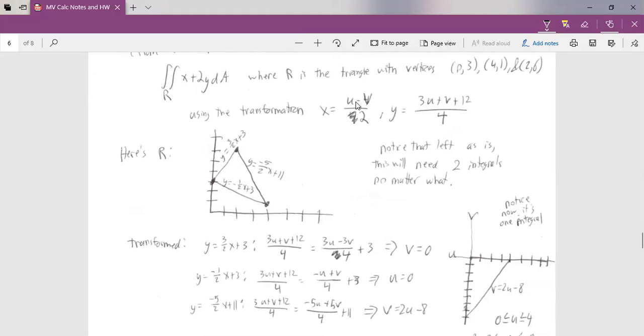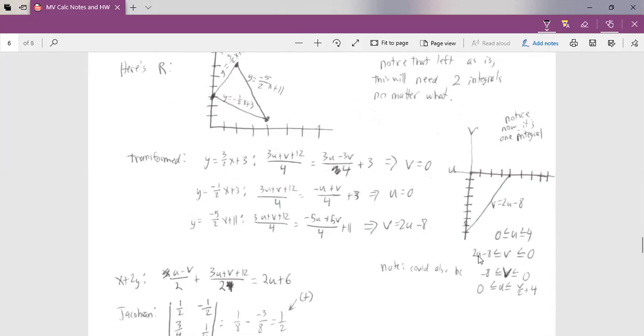if I plug in x equals (u minus v) over 2, and y equals (3u plus v plus 12) over 4, we're going to get the transformations: y equals 3/2 x plus 3 is just going to become v equals 0. y equals negative 1/2 x plus 3 is just going to become u equals 0. And finally, y equals negative 5/2 x plus 11 is going to become v equals 2u minus 8. So that generates this. It's still a triangle, but now it's a nice right triangle and very clearly can be done with only one integral.